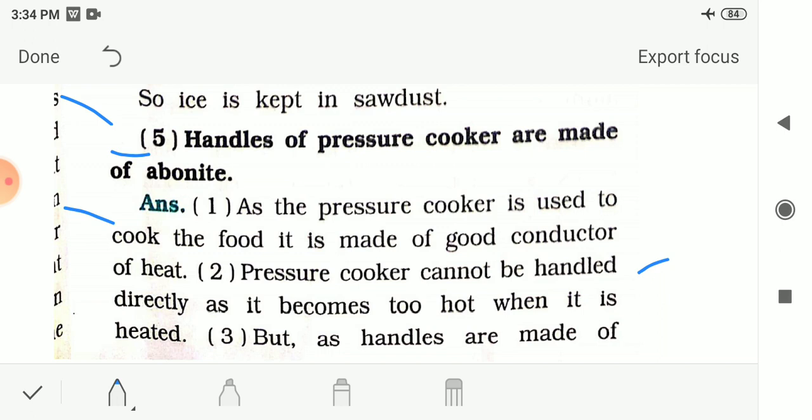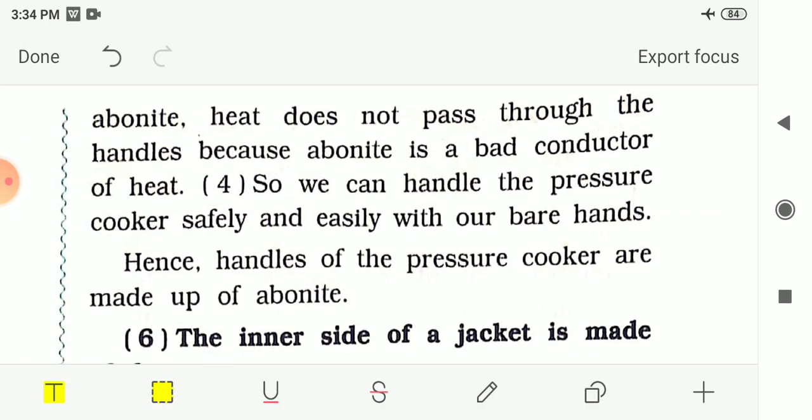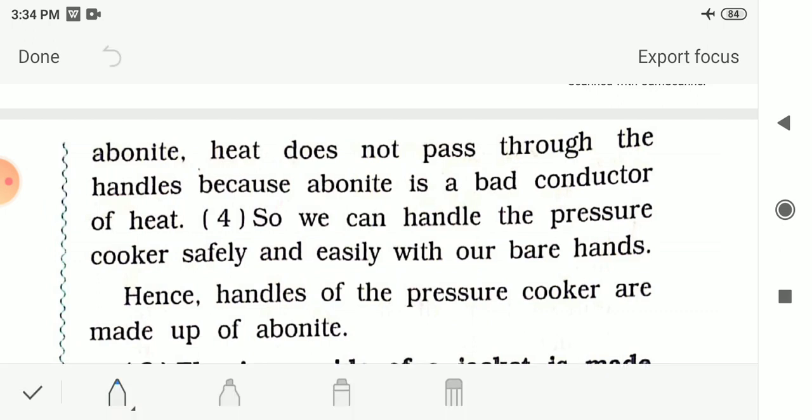But the handles are made of ebonite. We had seen what the ebonite material is. Heat does not pass through the handles because ebonite is a bad conductor of heat. So we can handle the pressure cooker safely and easily with our bare hands. Directly with our hands we can hold the pressure cooker by the handles, and hence the handles of the pressure cooker are made of ebonite. So this is why the handles are made of ebonite.